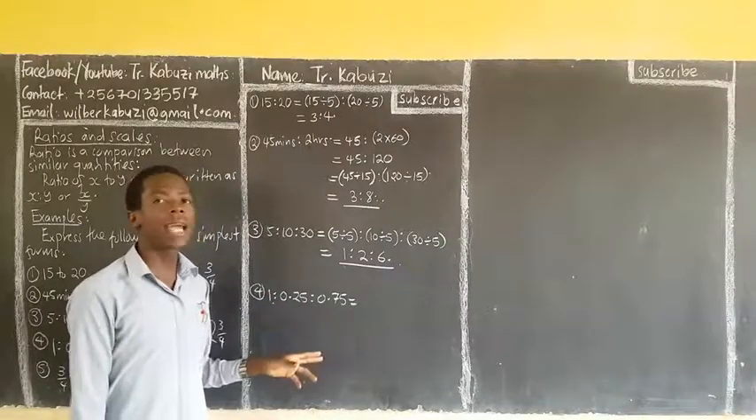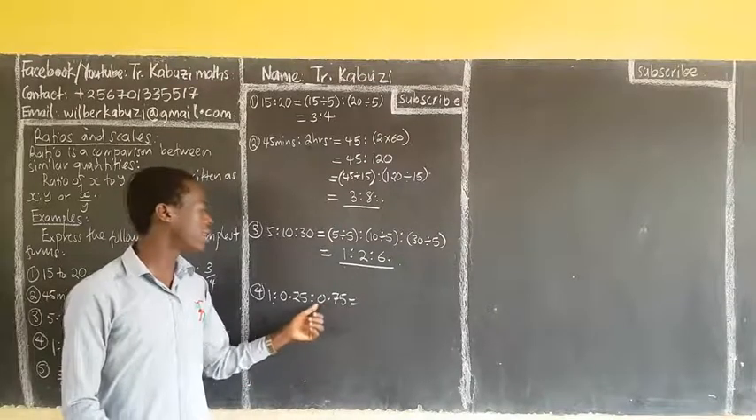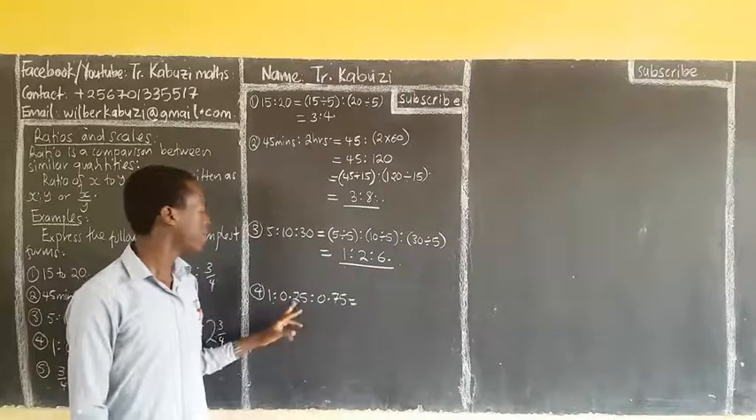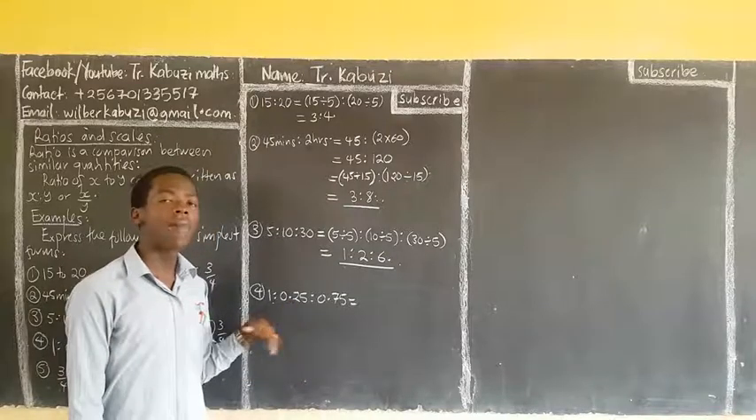So what you do is multiply the numbers by a power of 10 with as many zeros as the highest number of decimal places. This one has 2, so I'm going to multiply it by 100. If it has 1 decimal place, I'll multiply it by 10.